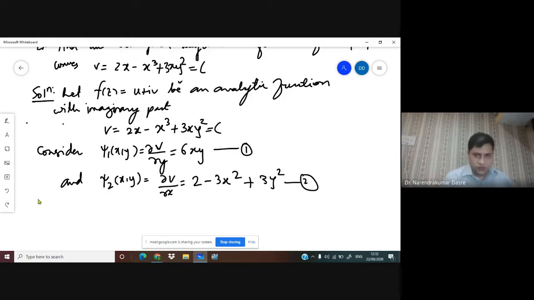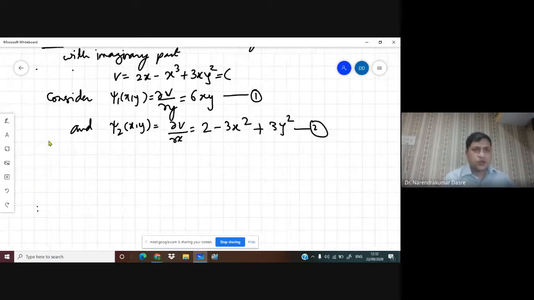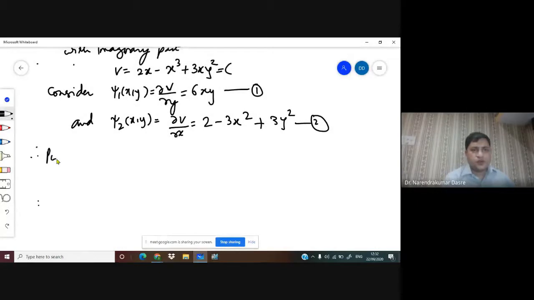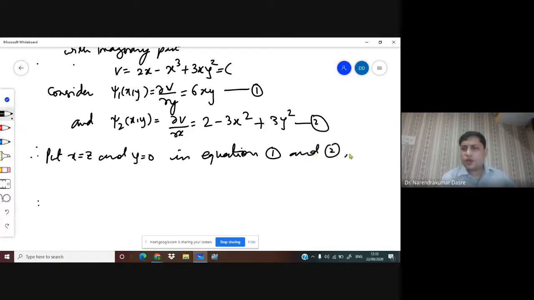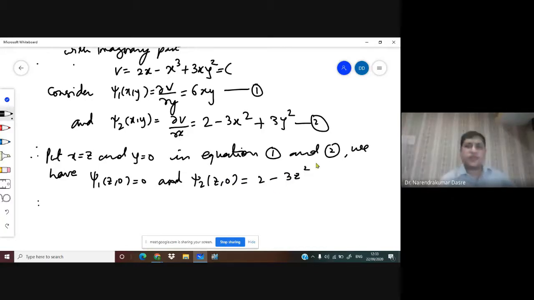And now what we'll be having? We put x is equal to z and y is equal to 0 in equations 1 and 2. So we have psi 1 of z,0 is equal to 0, and we get psi 2 of z,0 is equal to 2 minus 3z square. Okay, so here we get this psi 1 and psi 2.